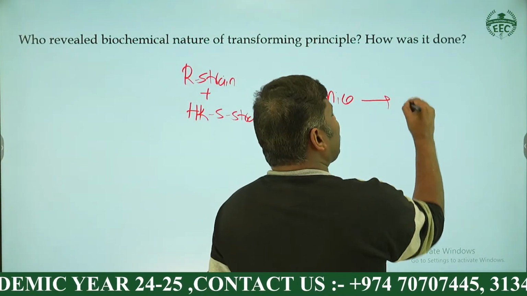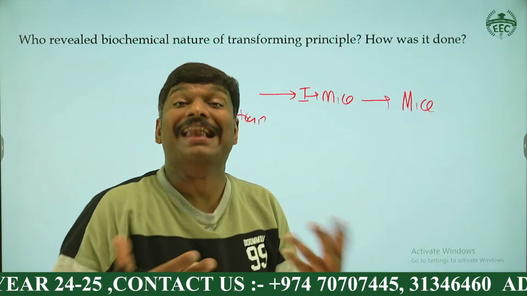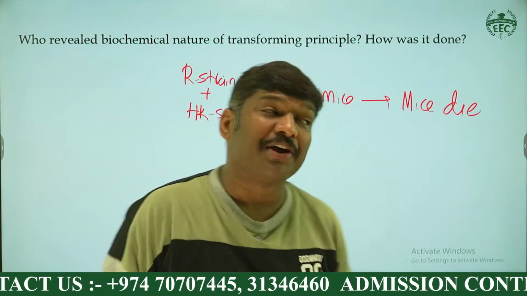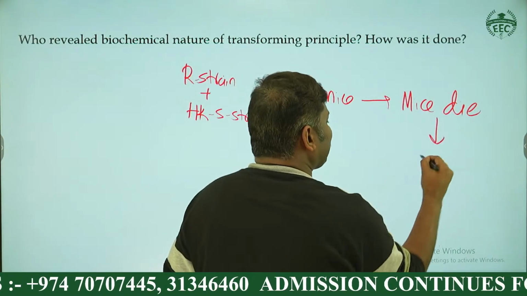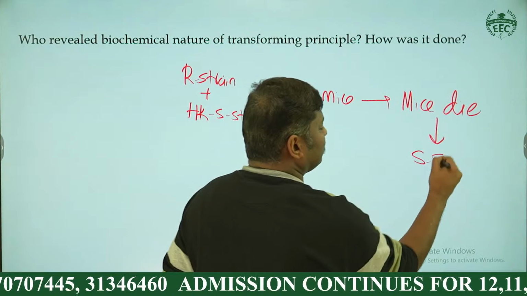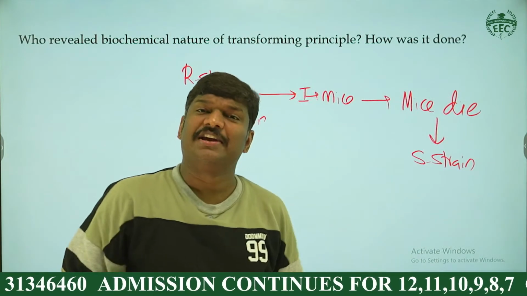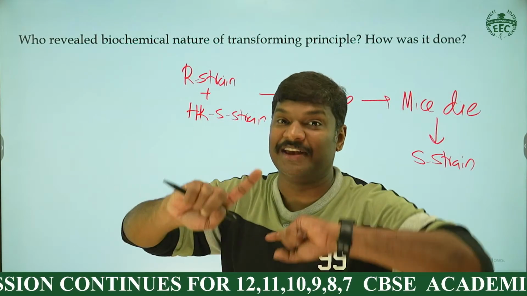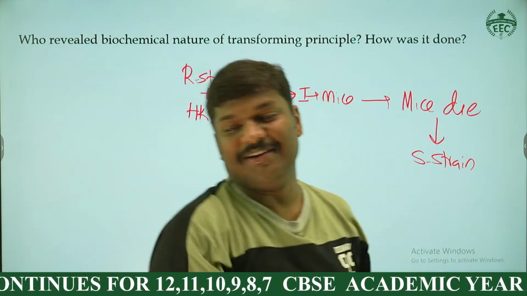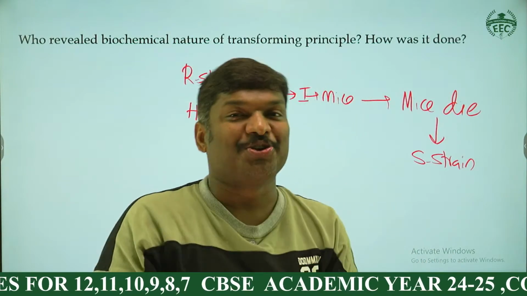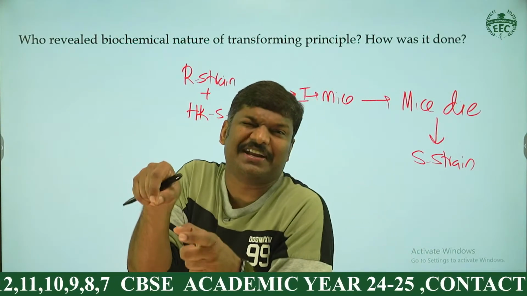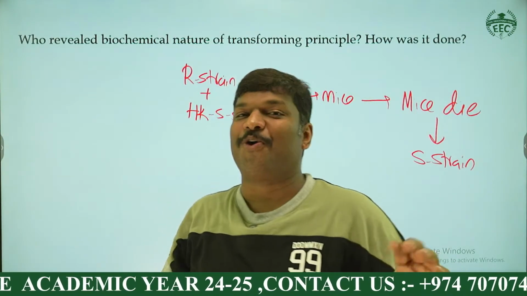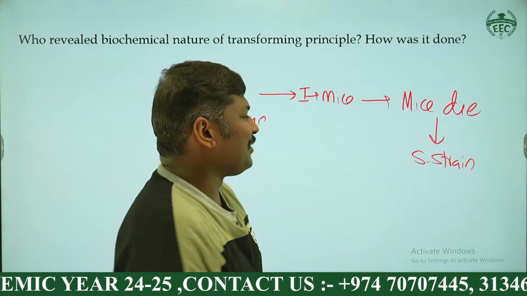Both are injected into the mice, and we all expect the result that the mice live, but instead the mice die, my dear students. And why do the mice die? In the dead body they obtained the S strain, but the S strain was not given by Frederick Griffith, right? Why? Because the R strain underwent transformation to make S strain. So what is transformation? The genetic material inside the R strain transformed to form S strain, and that is responsible for making it virulent. That is why the S strain is there.